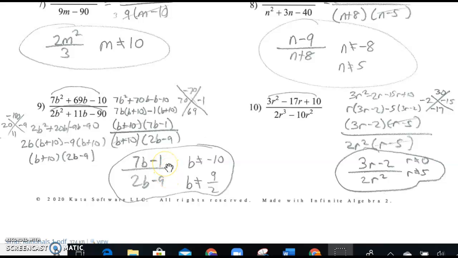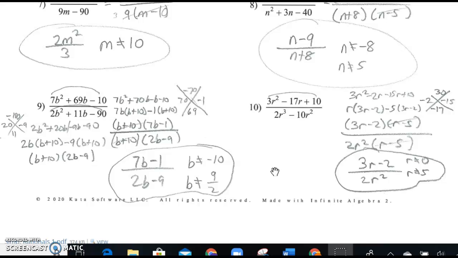But the excluded values come before we cancel, so you have to have negative 10 as one of your excluded values. And the other excluded value comes from making this parenthesis equal to 0. To do that, you add 9 to the other side and divide by 2, and you get 9 over 2. So b can't be 9 halves.